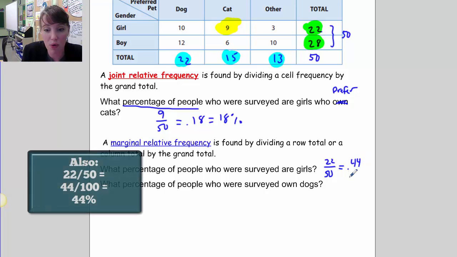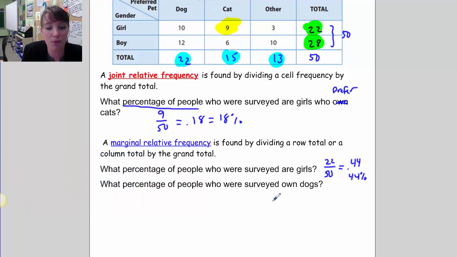It was 0.44 or 44%, okay? And how many people who were surveyed prefer dogs? Well, that would be 22 out of 50 again. So 22 out of 50 was that 0.44 or 44%.